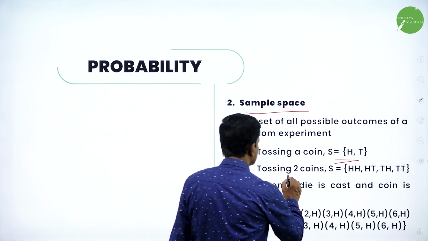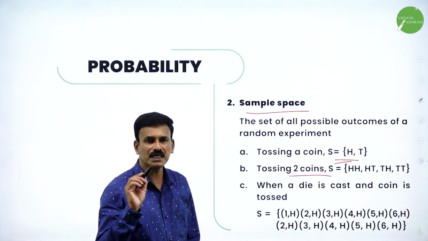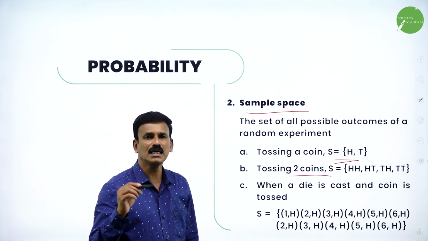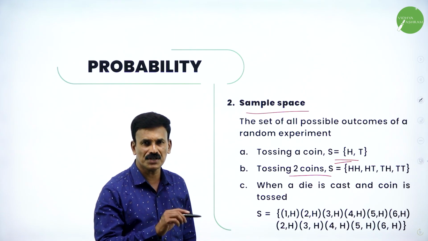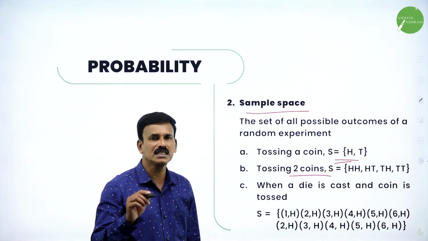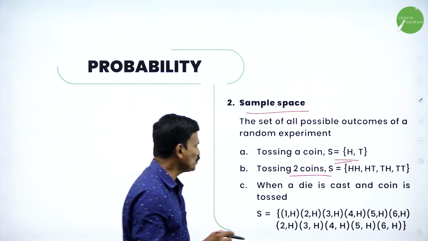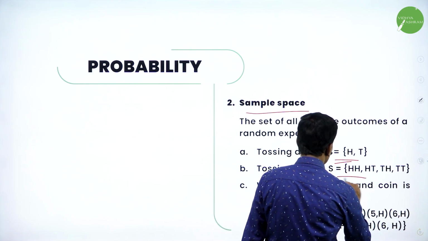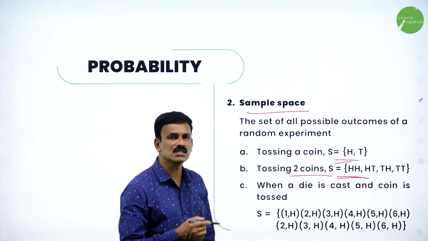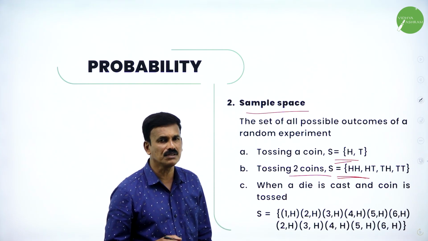Another example, tossing 2 coins. If you toss 2 coins, what are the possibilities? You may get head and head, head and tail, tail and head, tail and tail. These are 4 possibilities, 4 events. So the sample space associated with tossing 2 coins is S equal to HH, HT, TH and TT, that is 4 events.